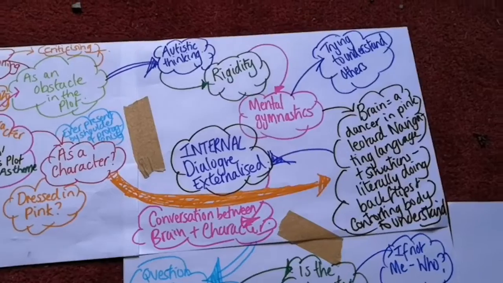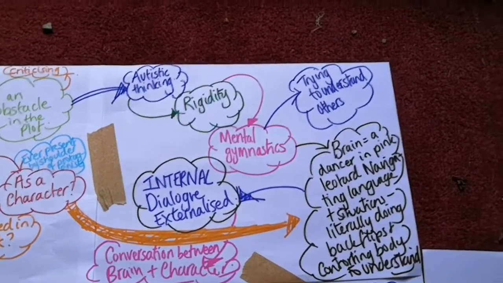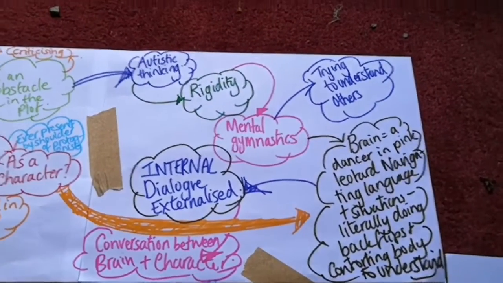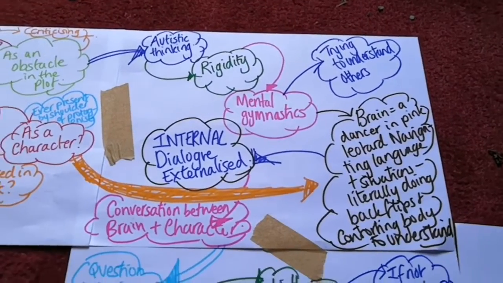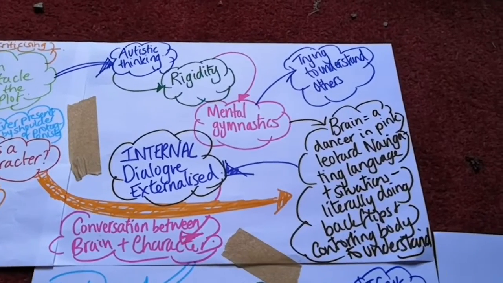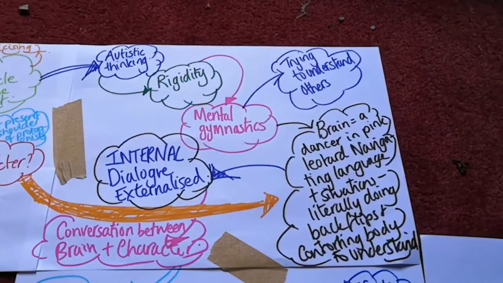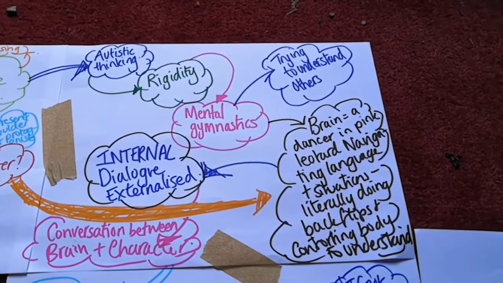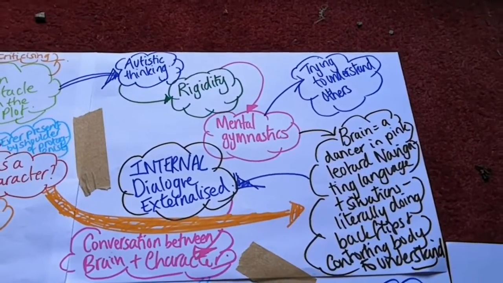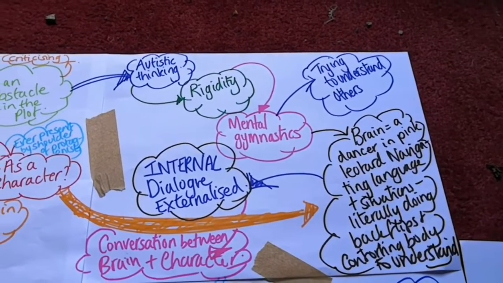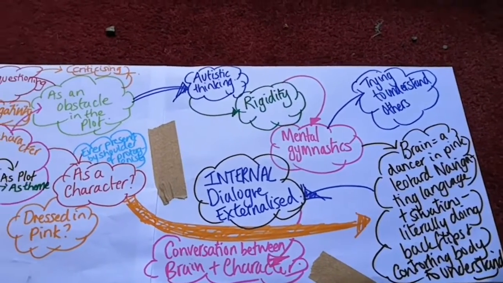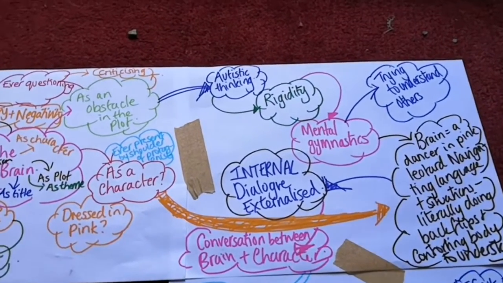I'm looking at ideas around autistic thinking, rigidity, the mental gymnastics that someone with autism, let's just be honest, me, has to go through trying to understand others and doing that thing of putting myself in their shoes. I had this idea of a brain being a dancer in a pink leotard, navigating language and situations and literally doing backflips and contorting the body to understand the world around themselves. Me, basically. The internal dialogue could be externalized, so the brain is in conversation with the protagonist.